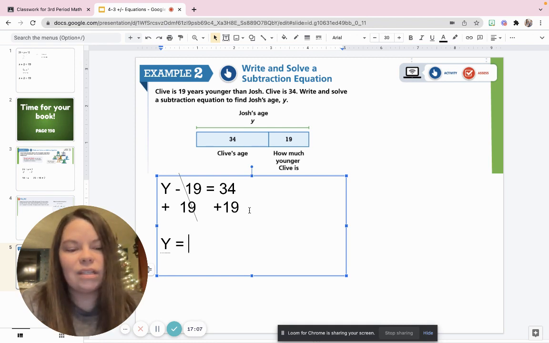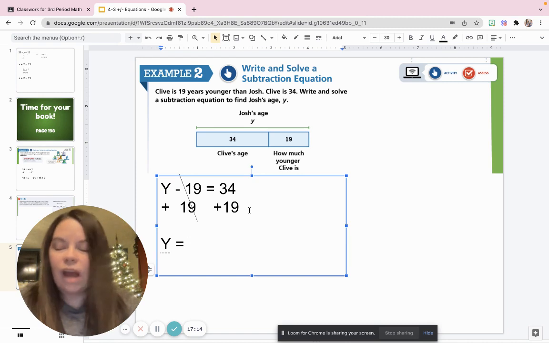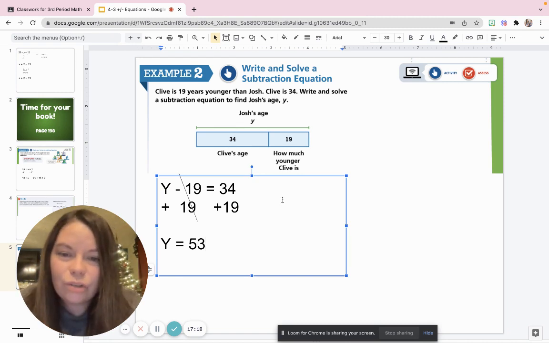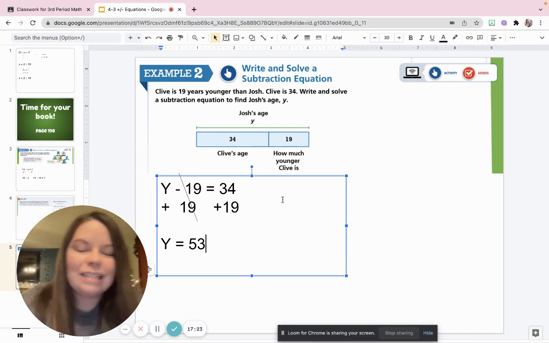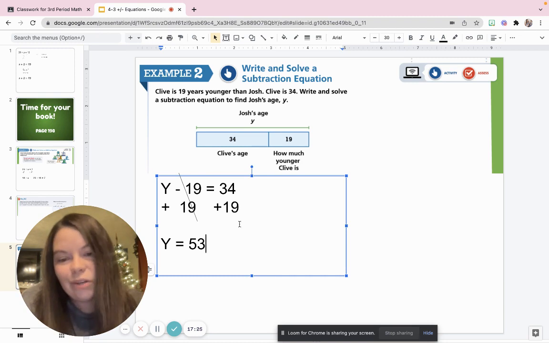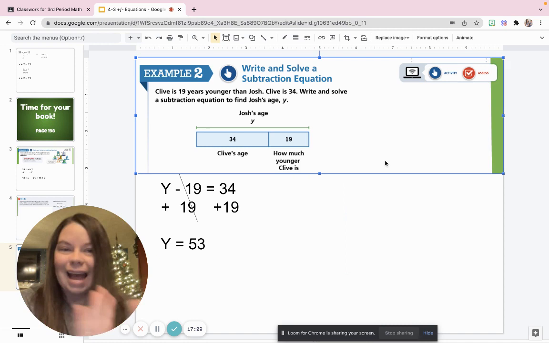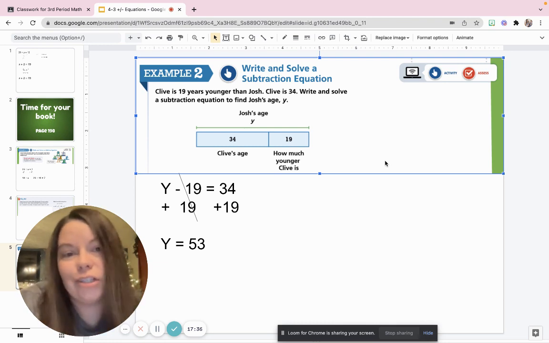What's 34 plus 19? Yes, I'm using my calculator. Okay, you should have gotten 53. That means Josh is 53 years old because Clive is 19 years younger than him, and Clive's 34. So Josh is 53. It's the exact same thing you do with addition, only a different way. Okay? And actually adding is easier, so you shouldn't have a problem with this.